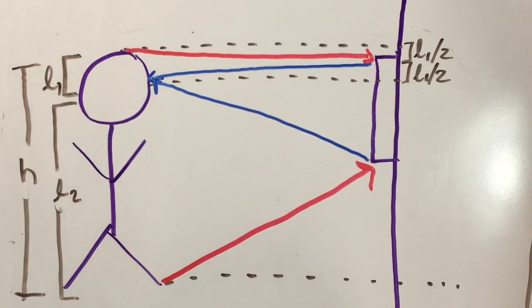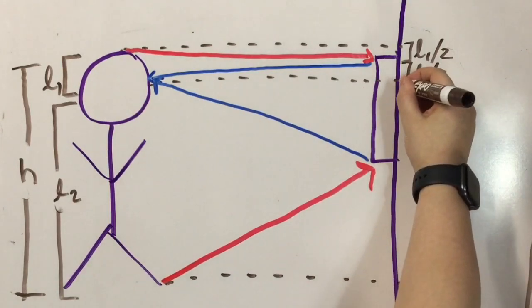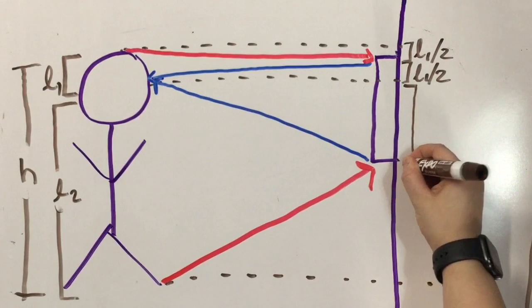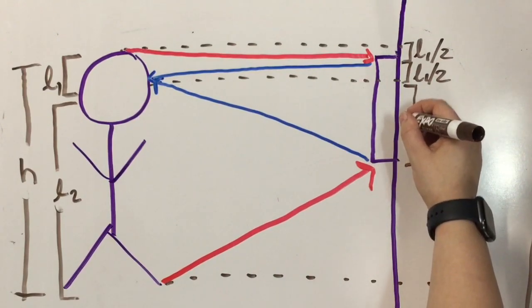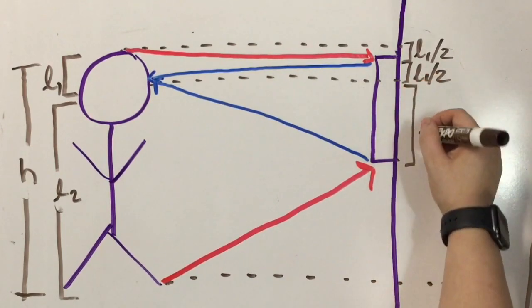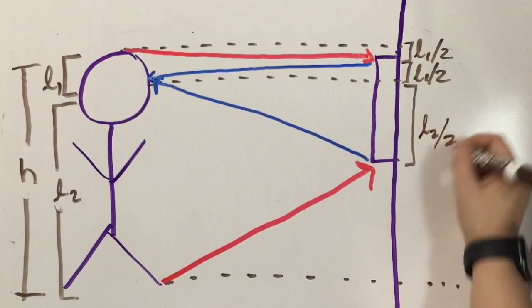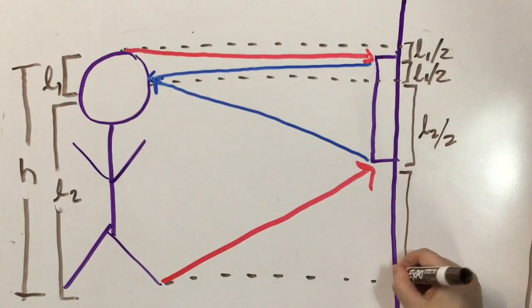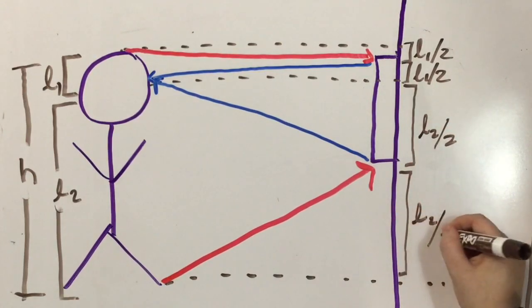We can do the same thing for L2. So we have the mirror. From here down to the mirror, say that's L2 over 2. And this here is L2 over 2.